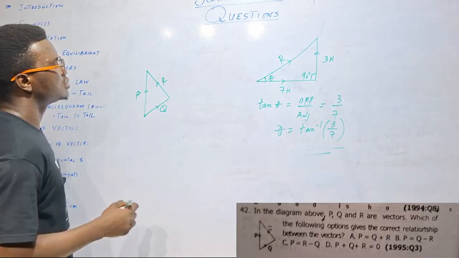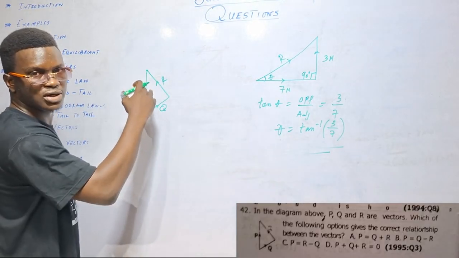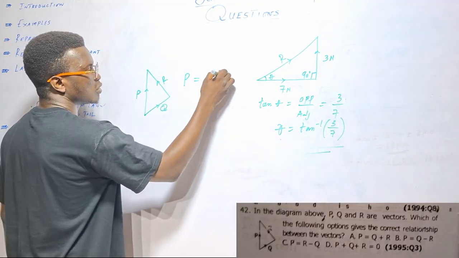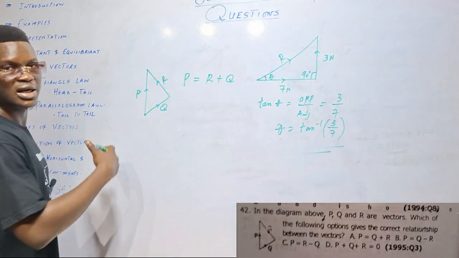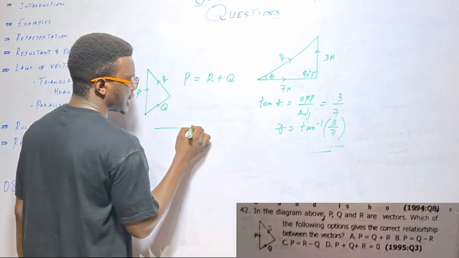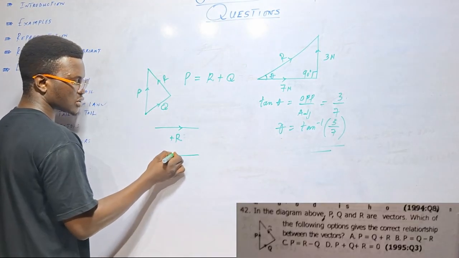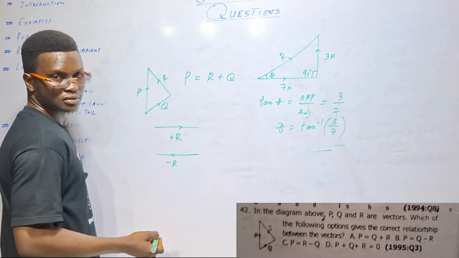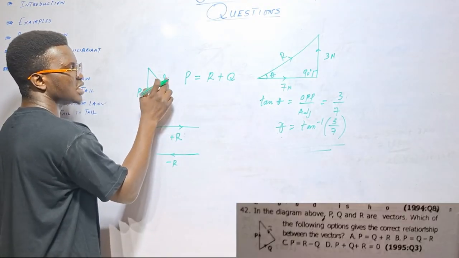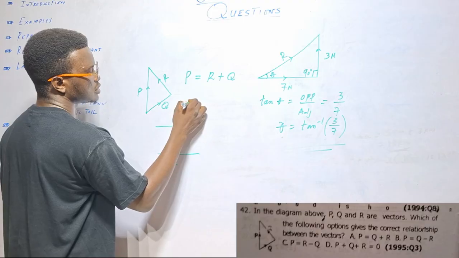Now addition of vectors states that this R and Q moving in the same direction can be added. So you can say your P is equal to R plus Q in that manner. If they tell you that R is positive this way, and R changes direction, it will become minus. Do you get that? If I flip this arrow, then R will become minus. Let's say I turn this triangle to something like this.